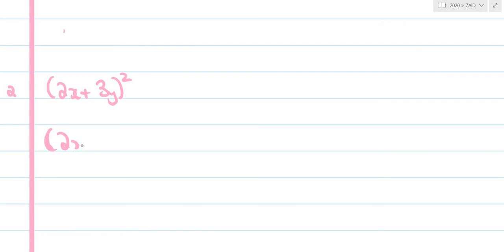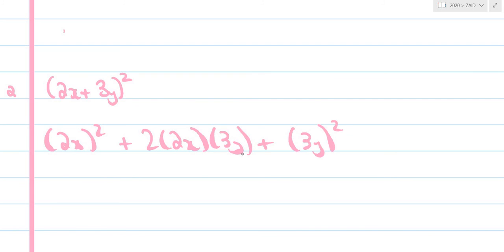Another example is 2x plus 3y whole square. You will write 2x whole square plus 2 multiplied by 2x multiplied by 3y plus 3y whole square. 2x whole square is equal to 4x square plus 2 multiplied by 2 is 4, 4 multiplied by 3 is 12, 12xy plus 3y whole square is 9y square.